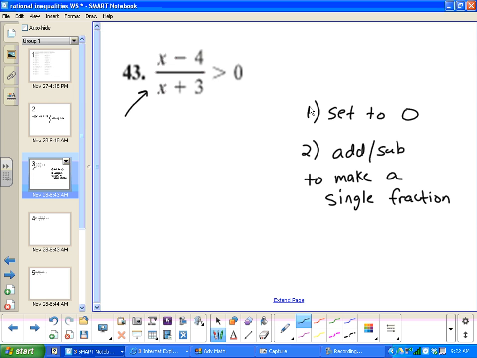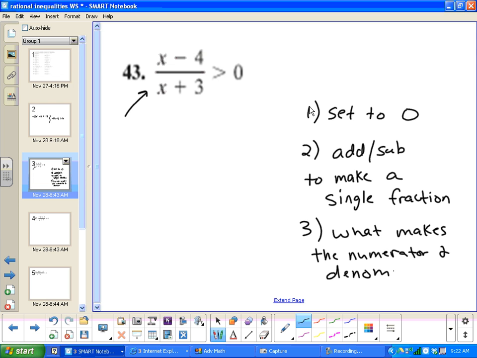Now, here's where it gets kind of crazy, all right? The third thing is you figure out what makes the numerator and denominator 0. Okay, now let's go ahead and do that. So what makes the numerator and the denominator 0? You have 4 and -3.